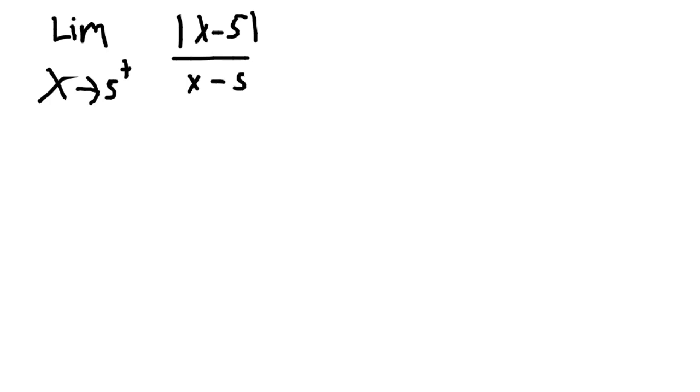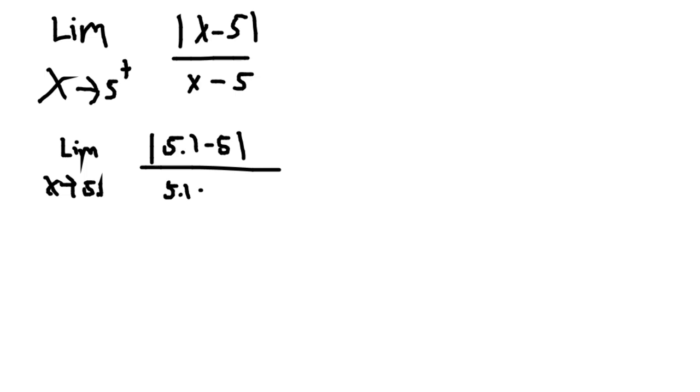Okay, now let's take a practice problem on how we will evaluate it from the left side or right side. Let's say we have this limit: the limit as x approaches 5 from the right side of the absolute value of x minus 5 divided by x minus 5. If we direct substitute 5, we're just going to get 0 over 0, which is undefined. So we're just going to use the limit as x approaches 5 from the right side. We pick a number that is closer to 5 but to the right on the number line.